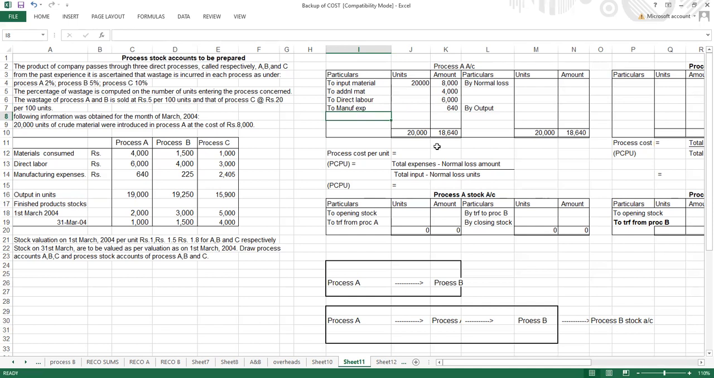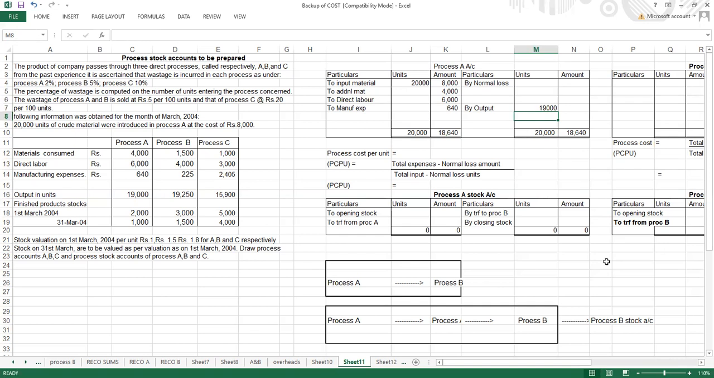For A, it is 19,000. We record input on debit side and output on the credit side. How much is it? For A, 19,000 units. So I'll write in units. Clear? Then they have provided finished stock of each process, and after processing is done.